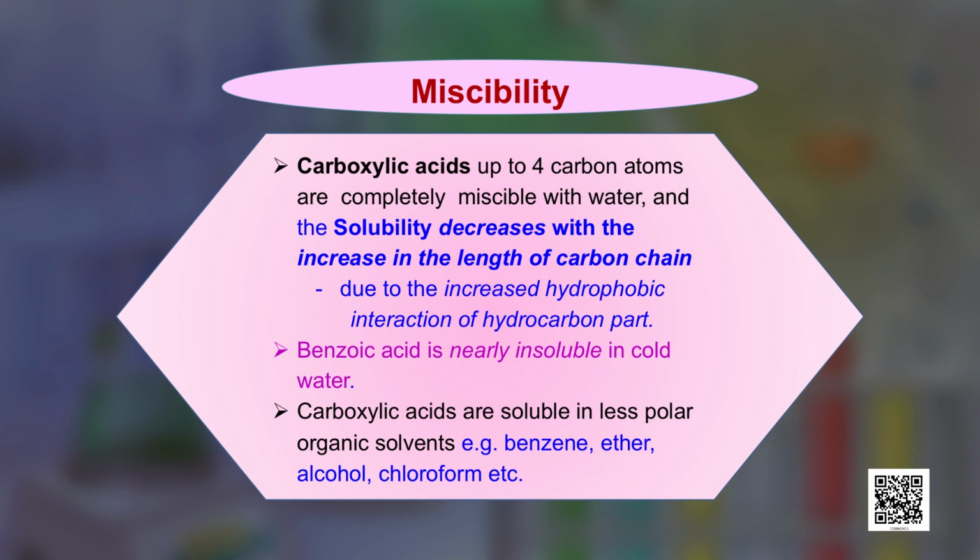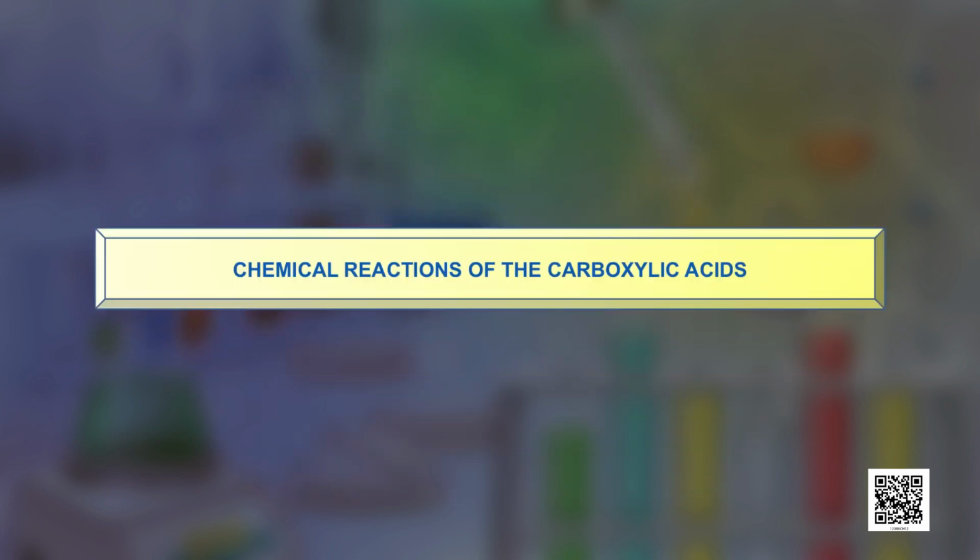solubility decreases with the increase in the length of the carbon chain, which is due to the increased hydrophobic interaction of the hydrocarbon part with the solvent, that is water. Now, benzoic acid is nearly insoluble in cold water. The carboxylic acids are in general more soluble in less polar organic solvents, that is benzene, ether, alcohol and chloroform and such other solvents.